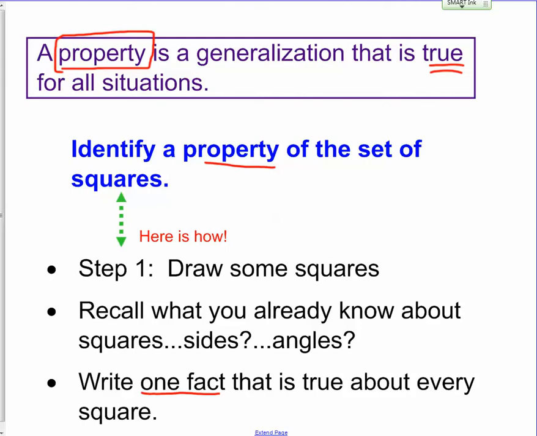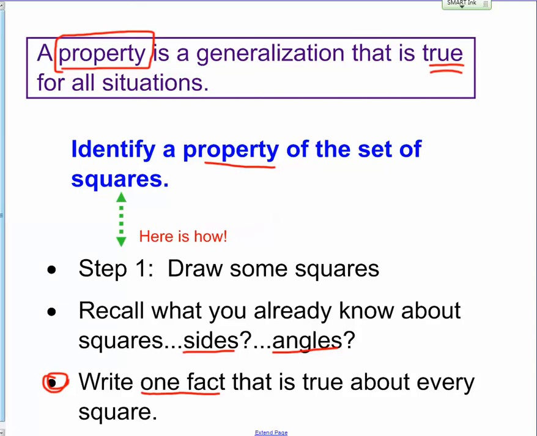So if you want to identify a property of the set of squares, let's say, here's how. Step 1, draw some squares. And make sure when you're drawing them, you recall what you already know about squares. You know they have equal sides, and you know that the angles are 90 degrees. And then I had each of you write down one fact that's true of every square. And you came up with all sorts of facts. You came up with that they have 4 equal sides, they have 4 right angles, that every square is a rhombus, that every square is a rectangle, that every square is a parallelogram.